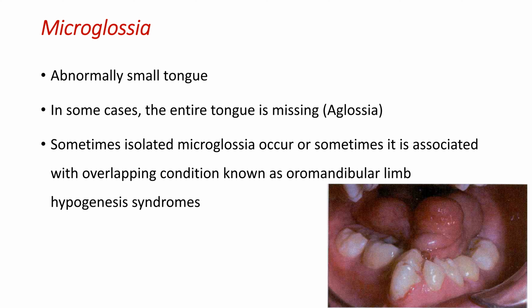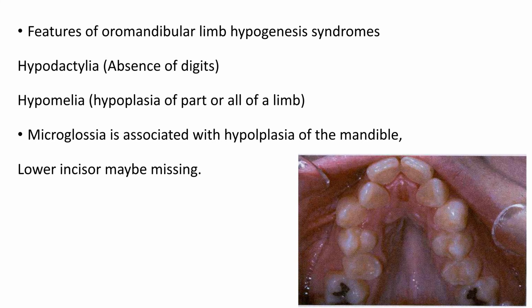Sometimes there is an isolated microglossia, that means only microglossia is there, or sometimes it is associated with an overlapping condition known as oromandibular limb hypogenesis syndrome. So what is oromandibular limb hypogenesis syndrome? These are some features of this syndrome, like hypodactylia, that means absence of digits, and hypomelia, that is hypoplasia of part or all of the limb being absent.